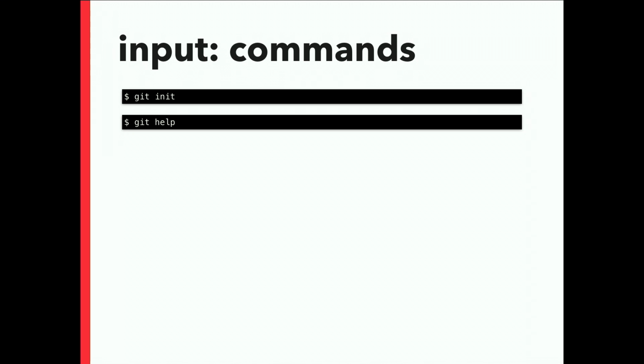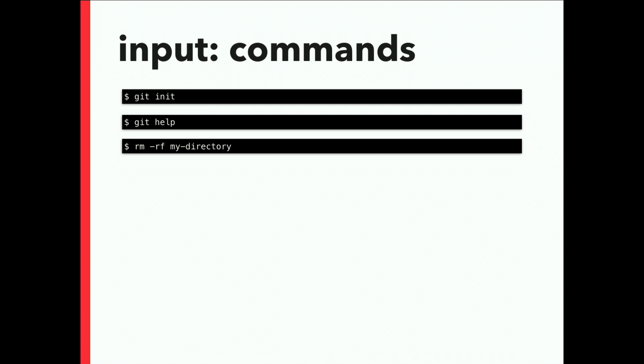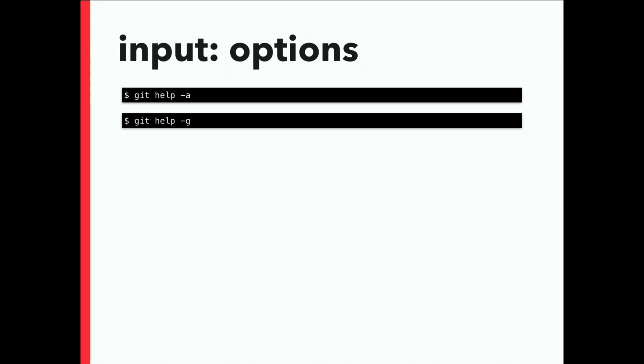But not all command line applications need to have commands. Sometimes we have a tool that only has options. For example, rm. We only have flags like -r and -f to remove a directory, for example. And yeah, we can also have commands, and then commands which have options. For example, git help has the options -a and -g.